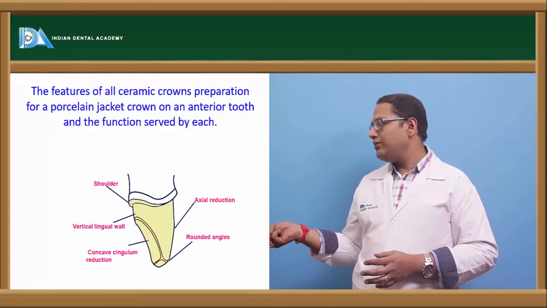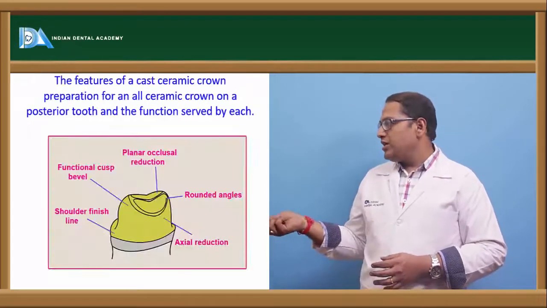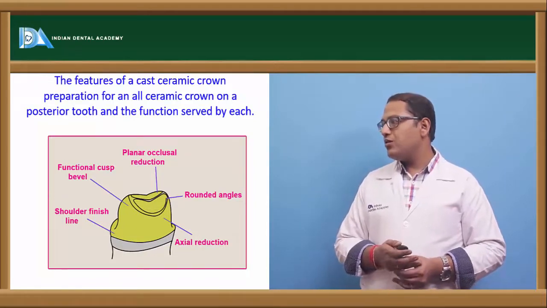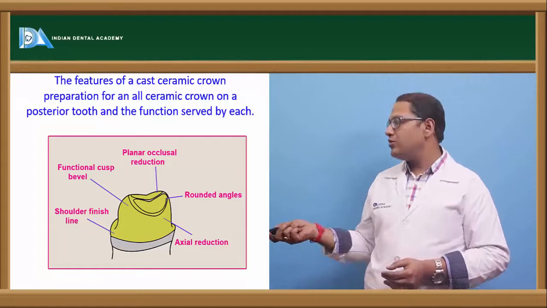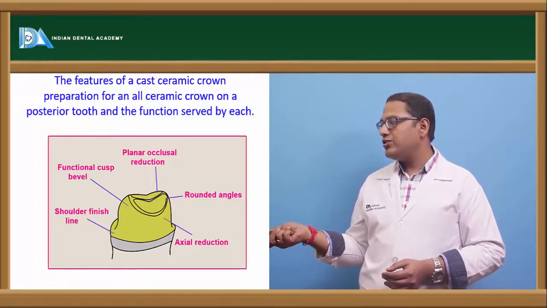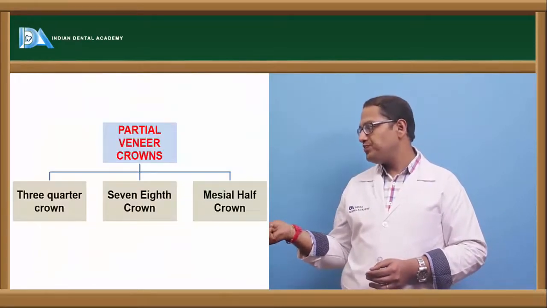Vertical lingual wall, and we have a concave cingulum reduction in this particular area. The features of a cast ceramic crown preparation, for an all ceramic crown or in posterior teeth, will all be the same: rounded off angles, axial reduction, shoulder finish line, or it is actually called radial shoulder finish line, functional cusp bevel. We'll come to one by one.